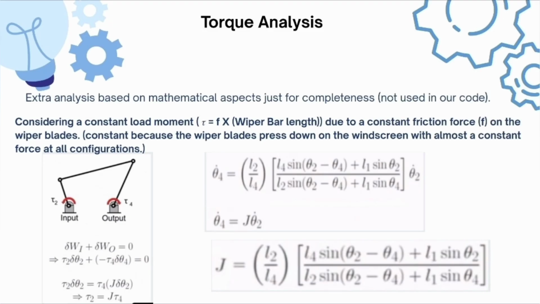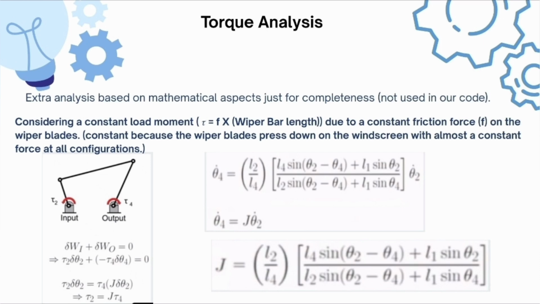In the next slide, we present an analytical torque analysis. Here we assume that the wiper blade experiences a constant friction force as it presses against the windscreen with nearly uniform pressure. This creates a constant resisting moment on the output link shown as tau 4. Using the principle of virtual work, the input and output work must balance, which gives us the relation tau 2 delta theta 2 is equal to tau 4 delta theta 4. From this, torque transmission reduces to tau 2 is equal to J into tau 4, where J is the mechanical advantage or Jacobian of the linkage.